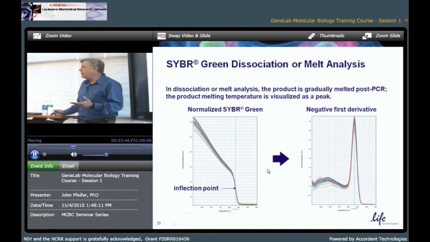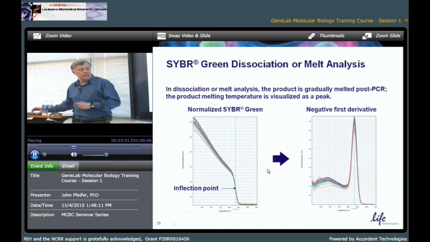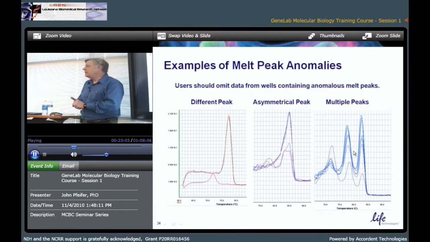That may be a little difficult to see, but good news, the software takes the negative first derivative, converting the inflection point into a peak. So then, in theory, you should see one peak, and you're hoping that that is the target. But things are typically much more complicated than that when it comes to SYBR. You often get various anomalies.